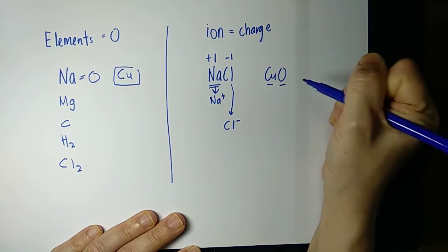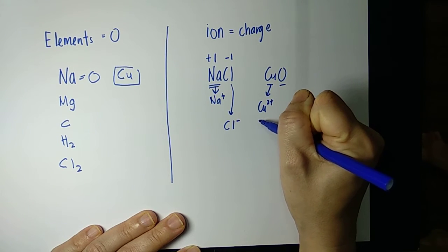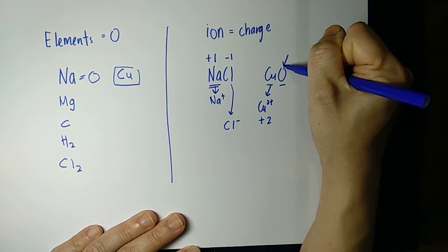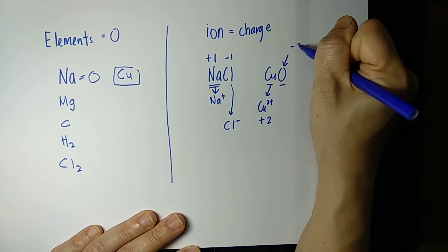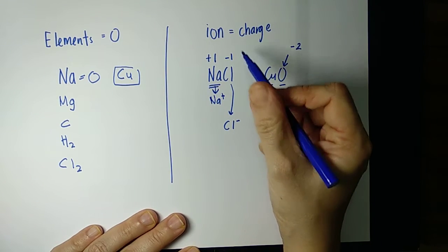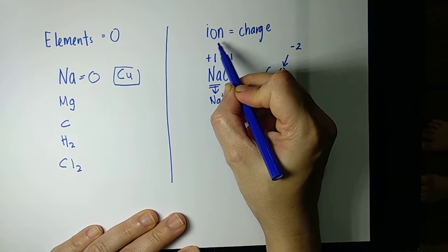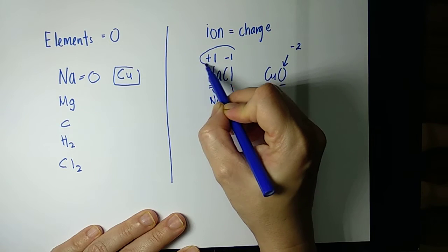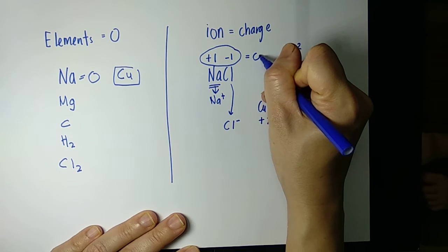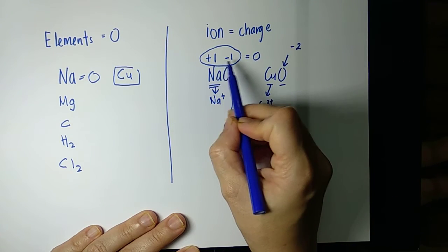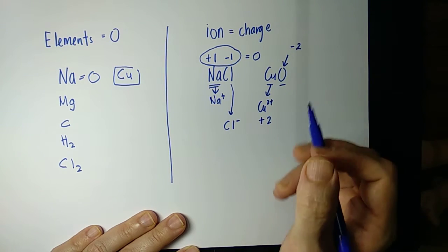Copper and oxygen. Copper here is Cu2+. So the oxidation state is positive 2. Oxygen here is an oxide ion. So the oxidation state is negative 2. Now, the same way where the ion has the same oxidation state as the charge, if you add up all the ions in a compound, the total oxidation state is 0. Positive 1 plus negative 1 is 0. Positive 2 plus negative 2 is 0.